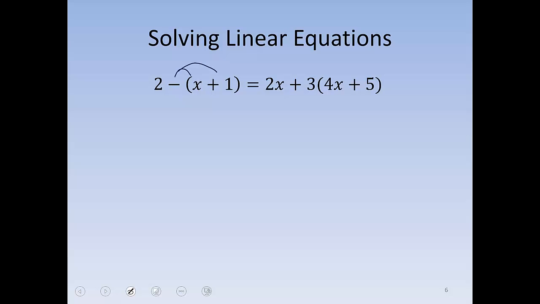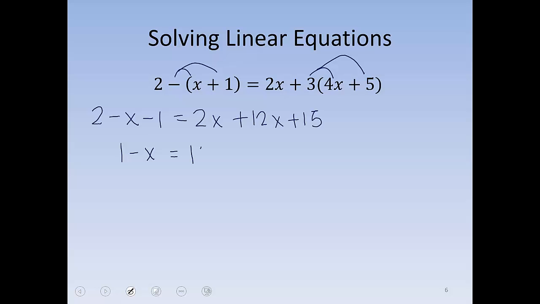On this side, I have to distribute a -1 because I'm subtracting the entire quantity. That is 2 minus x minus 1. And on the other side, I have 2x, and now I have to distribute the 3. That gives me 12x plus 15. I'm going to combine like terms. On the left-hand side, I have a 2 and a minus 1, which means 1 minus x. And on the right-hand side, I have to combine my x's, which is going to be 14x plus 15.